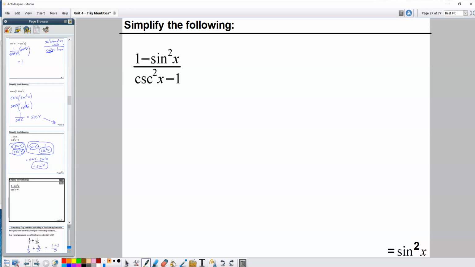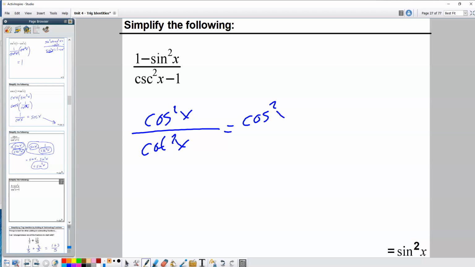Simplify this one. First thing I'm noticing is 1 minus sine squared of x. I know that's cosine squared of x. So I'm going to have cosine squared of x over, I know that this is a Pythagorean identity, and it is cotangent squared. Okay, so we can separate that fraction if you want to call it that, or you can keep, change, flip. I've got cosine squared of x times 1 over cotangent squared of x. And I'm going to leave the cosine squared.